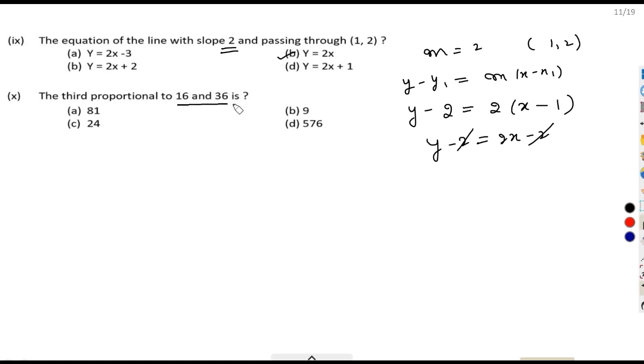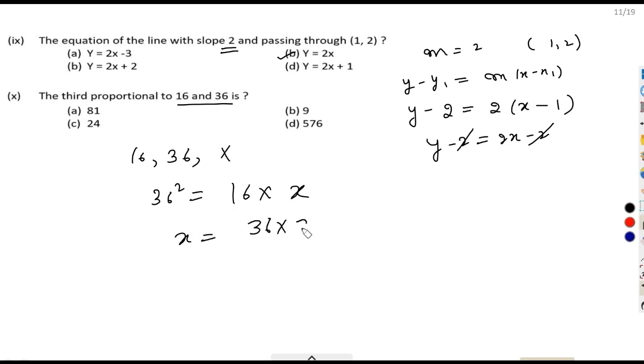Third proportional to 16 and 36. Suppose it is x, then 36 squared will be 16 into x. It means x is equal to 36 squared divided by 16, which is 81.